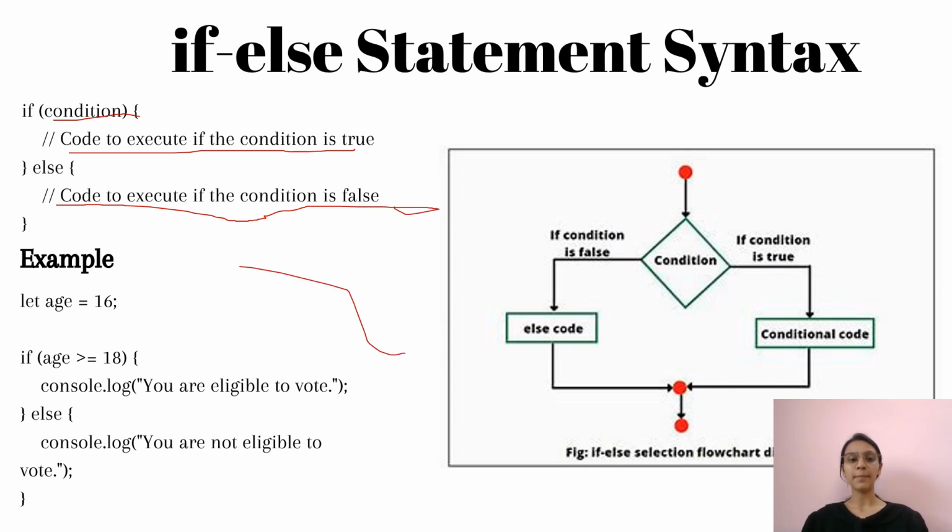Here is an example you can see, and this is the flow chart. If the condition is true, then the conditional code will be executed. If the condition is false, then the else part of the code is going to execute, then it terminates.